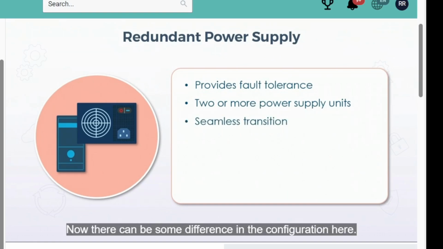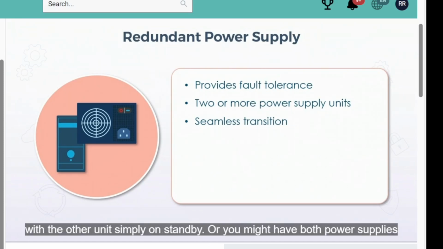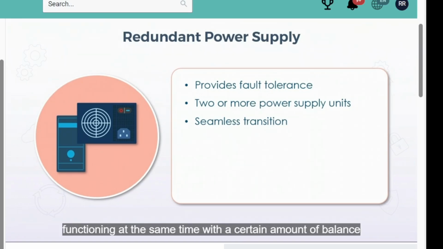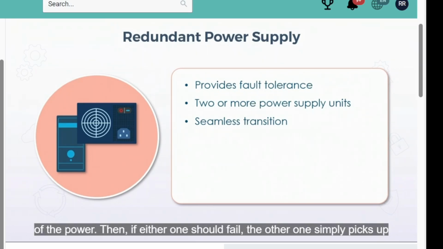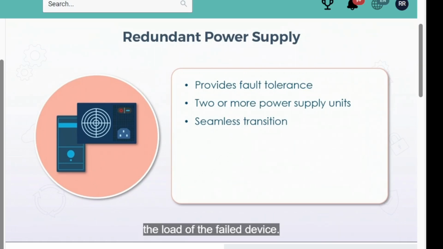Now, there can be some difference in the configuration here. In some cases, one power supply might always be running and it might be the only one providing power, with the other unit simply on standby. Or you might have both power supplies functioning at the same time with a certain amount of balance, if you will, between them. For example, if there are two of them, then maybe each one supplies about 50% of the power. Then if either one should fail, the other one simply picks up the load of the failed device.